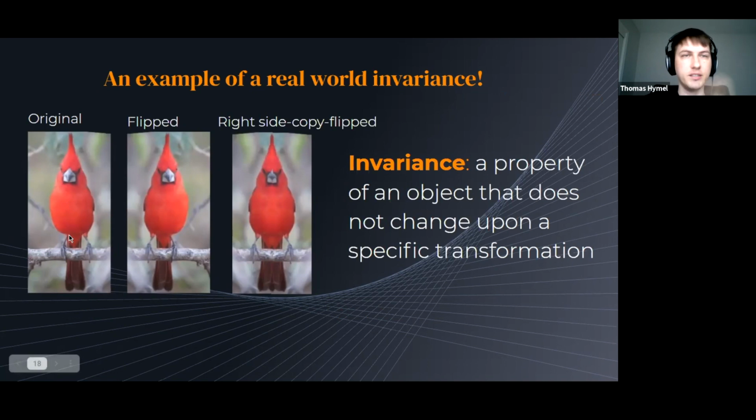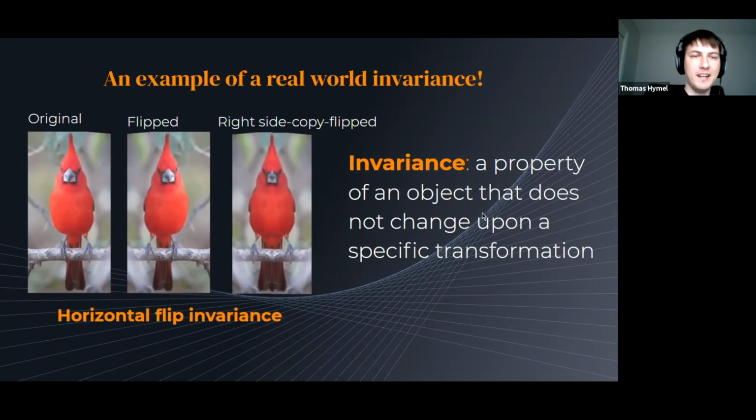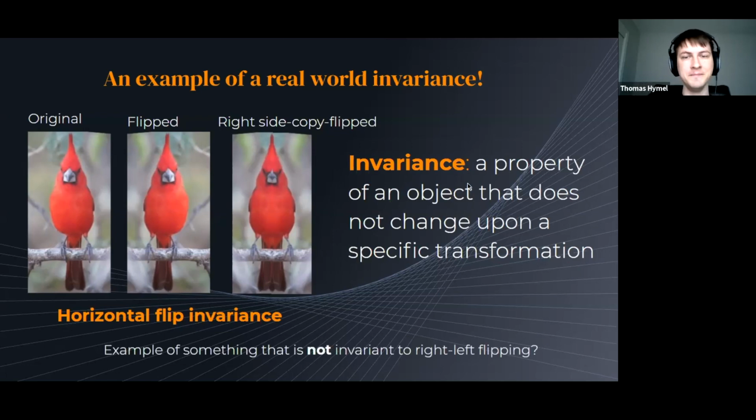So here is a straight on picture of a cardinal, and then the next one is a flipped left to right image, and it's almost the same thing. And then this picture, I cropped it down the middle and then copied the right-hand side and flipped it and tried to combine them back into the same picture. And so it looks quite similar, right? So this proves that birds have horizontal flip invariance.